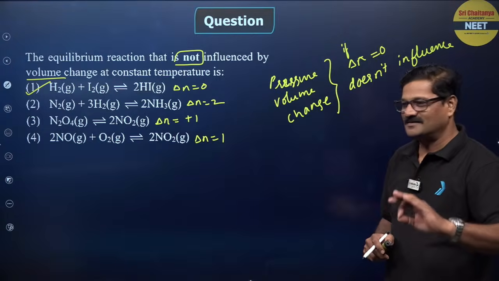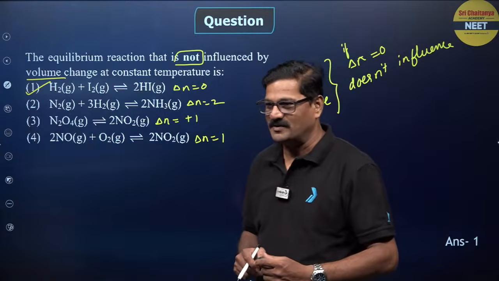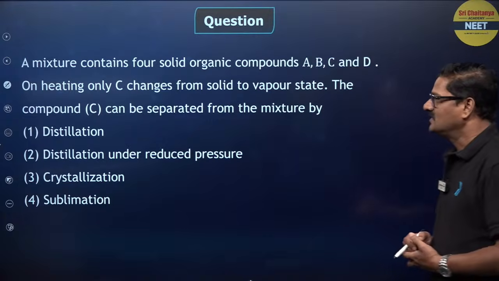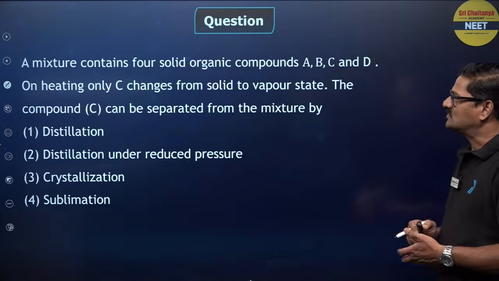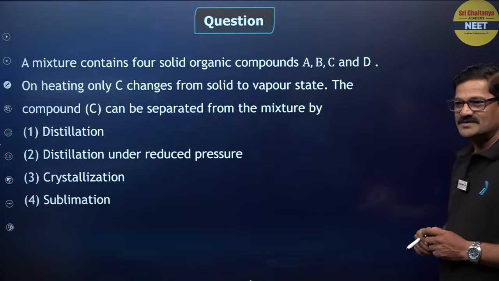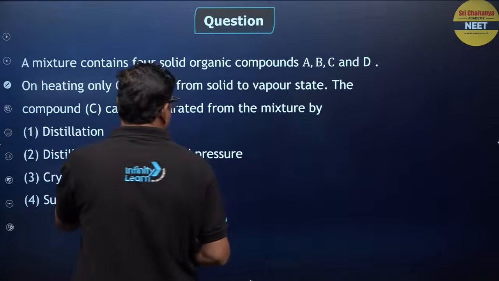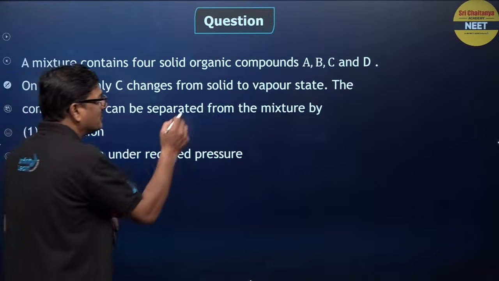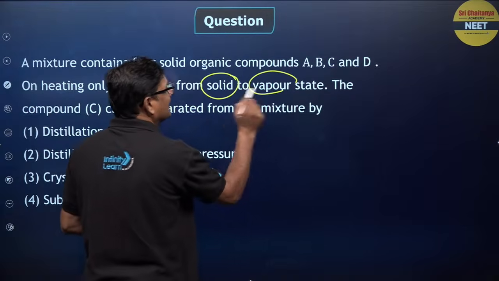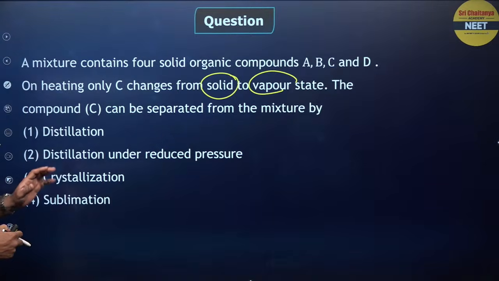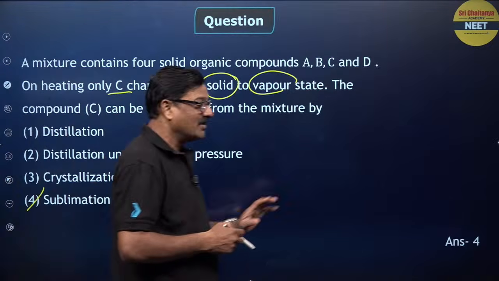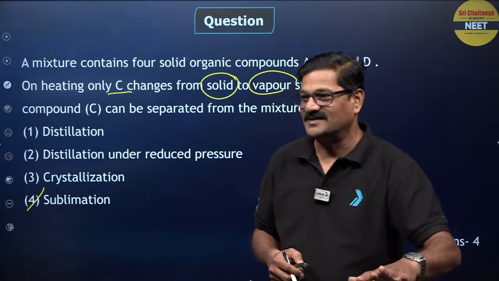So, try to understand the goodness of the Army and Air Force people. Now, let us talk about a mixture containing solid organic compounds A, B, C, D. On heating, only C changes from solid to vapor. Solid to vapor, sublimation takes place. So compound C can be separated from the mixture by what method? Only C is changed, so you can go for the sublimation process.